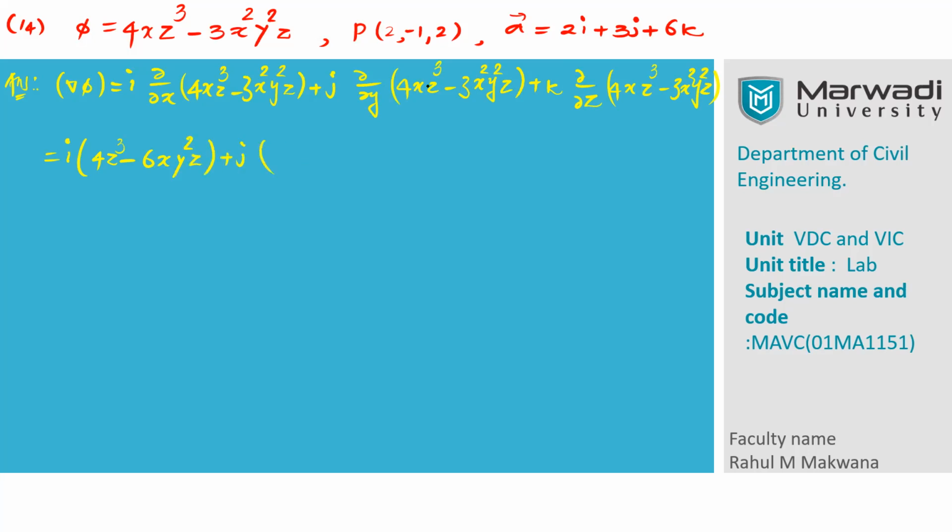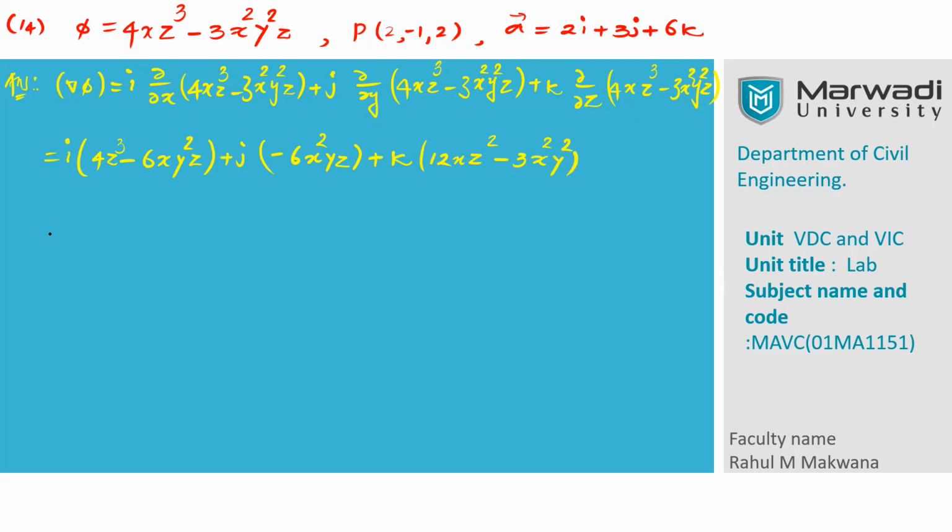Plus j. With respect to y, this is 0. Y square becomes 2y into 3, which will be 6 x square yz. With respect to z, it becomes 3z square. So 3 into 4, 12 z square, x same. Z becomes 1, so 3x square y square.